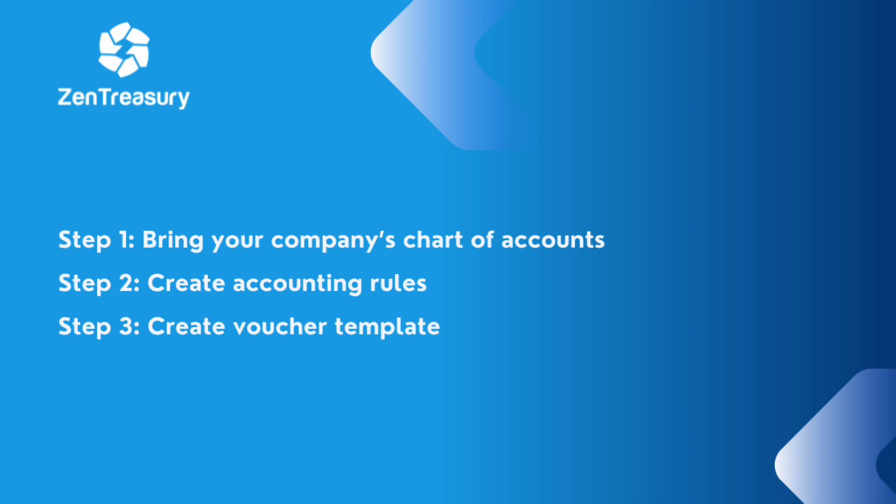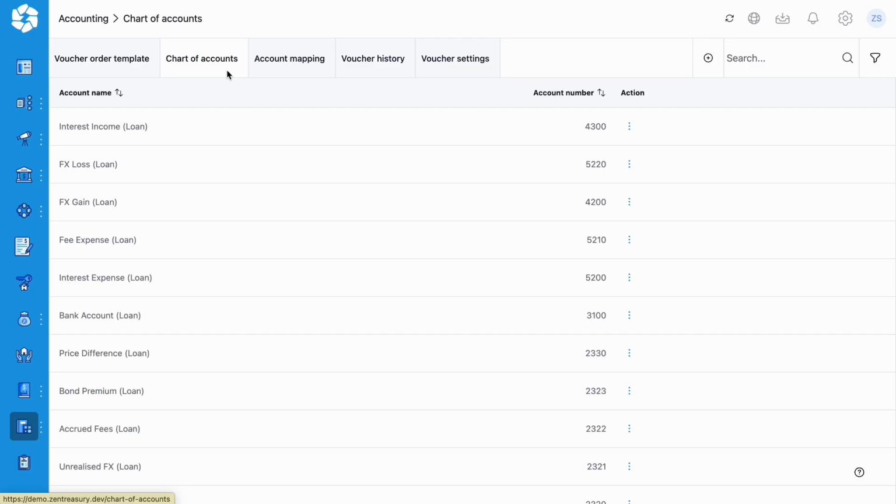After completing these steps, you can run realized and unrealized voucher reports for your instruments in ZenTreasury, whether they are loans, leases, or FX instruments. In this video, we will first walk through how to set up the accounting module.